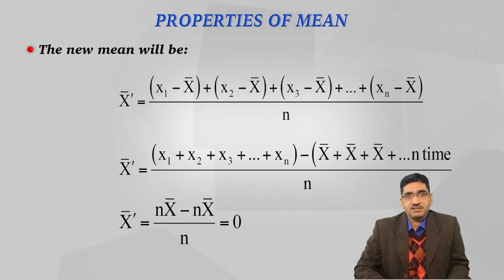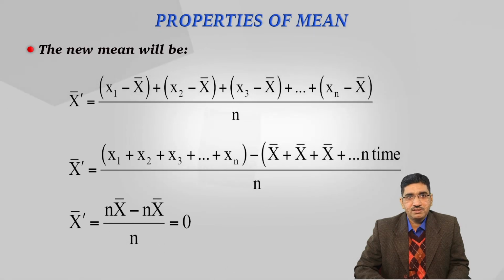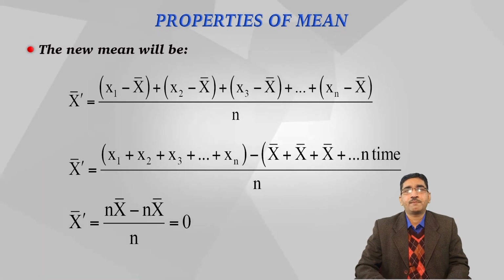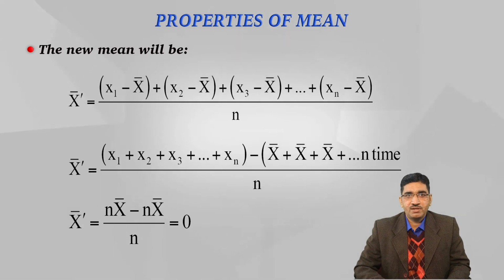Now, if we calculate the new mean with the help of these new values, it will be the sum of all the new values, x1 minus x bar plus x2 minus x bar, x3 minus x bar up to xn minus x bar, divided by the total number of values, small n. In the next step we separate all the x bars. That will be the sum of all the n values, minus n times x bar, divided by small n.